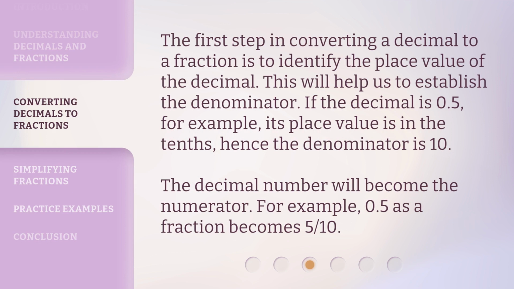The first step in converting a decimal to a fraction is to identify the place value of the decimal. This will help us to establish the denominator. If the decimal is 0.5, for example, its place value is in the tenths. Hence the denominator is 10. The decimal number will become the numerator. For example, 0.5 as a fraction becomes 5/10.